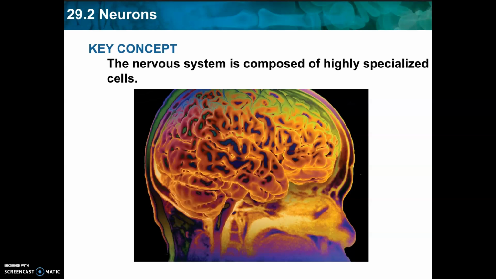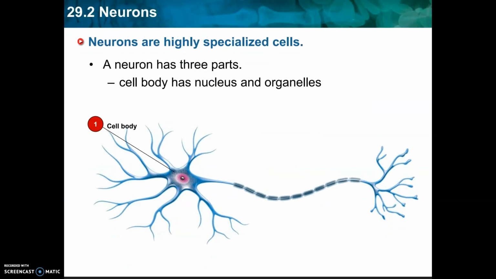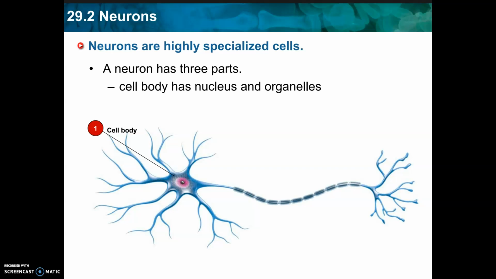Neurons. This lesson is going to be all about neurons. The key concept here is that the nervous system is composed of highly specialized cells. Neurons, you'll see, are highly specialized cells.